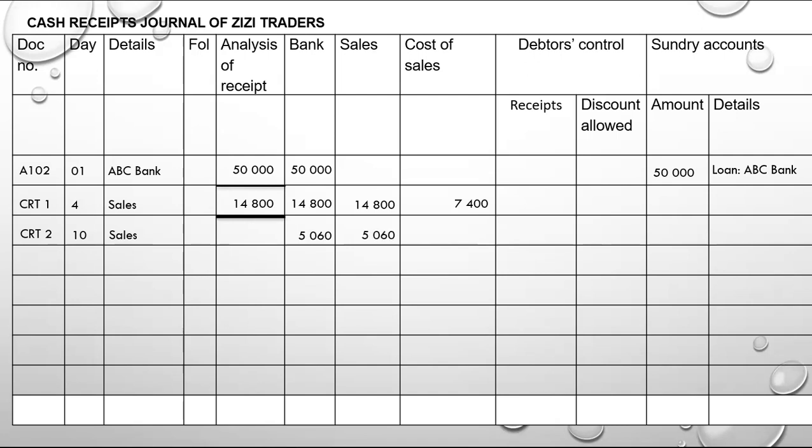Under cost of sales, we have to do that calculation where we take the 5,060. Okay, 5,060. You multiply it by 100. And then you divide it by 200. And what do we get here? So under cost of sales, we will have 2,530. Easy, right? I know. Let's go to the next one.